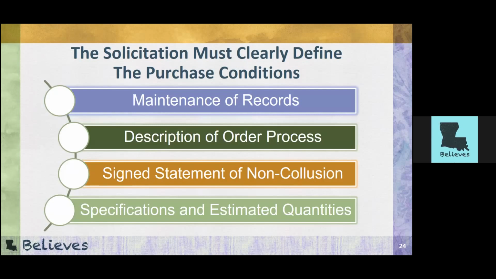The solicitation must clearly define the purchase conditions. Purchase conditions must include requiring the awarded contractor to maintain all required records for 3 years after final payment. The solicitation must also include a description of the order process. The SFA must also sign the non-collusion statement, often called the Independence Price Certificate. Detailed specifications and estimated quantities of products must be included as well.